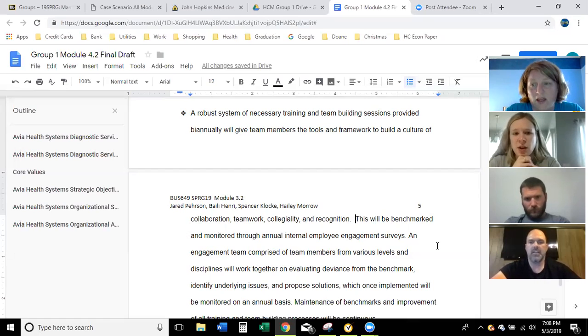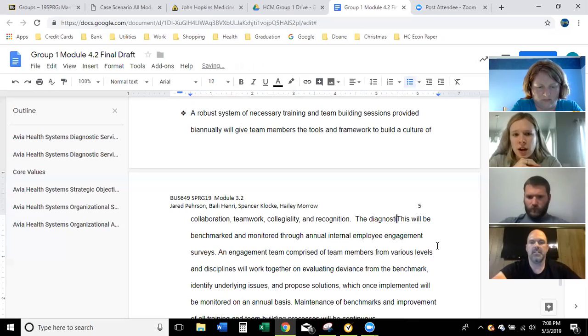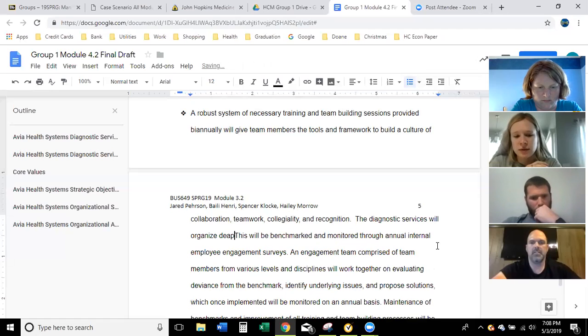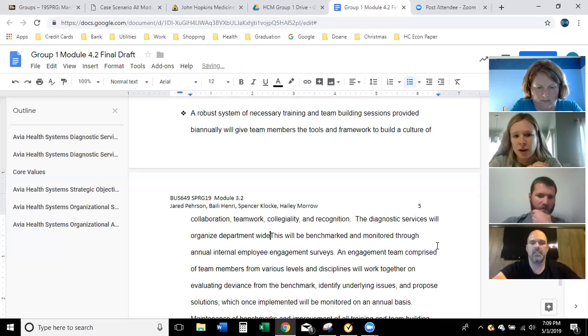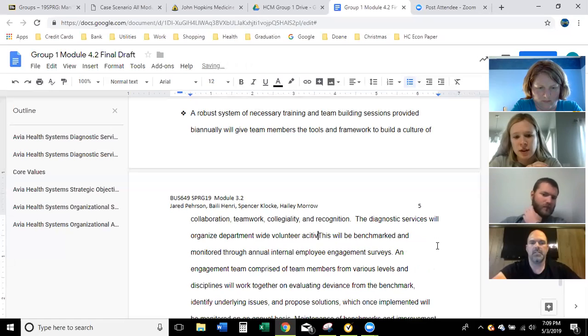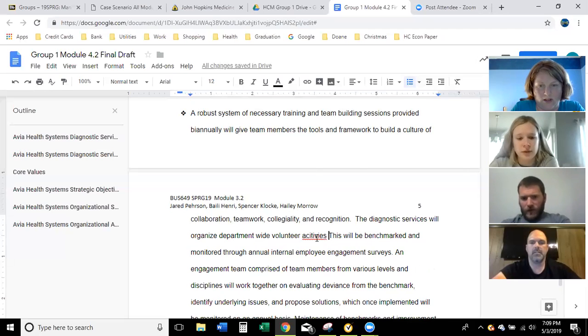But maybe I don't necessarily think you have to get that specific. I think you can just leave it as like the diagnostic services will organize a department-wide volunteer activity for employees to better their community, however you want to word it. Sorry. I like that idea.